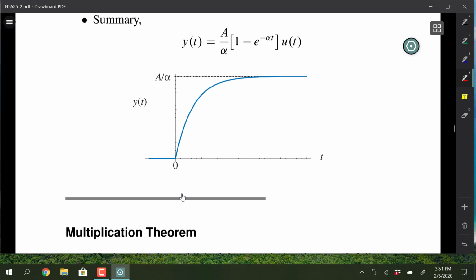And from circuit theory, you know that this could be viewed as a step function going into an RC filter, an RC low-pass filter, and the filter is going to charge up as a result of the step function going in. So you close the switch and the circuit charges.